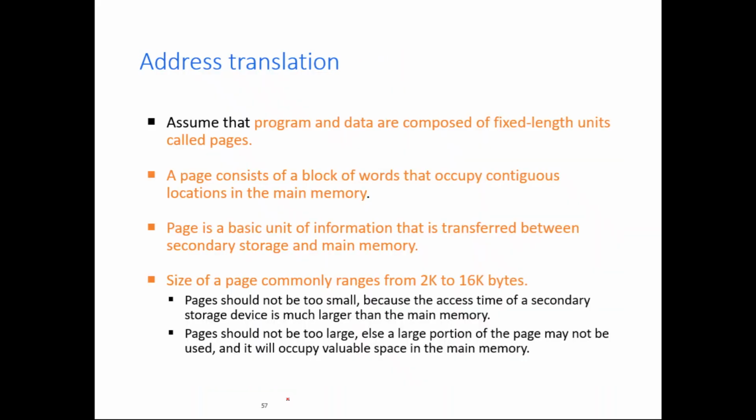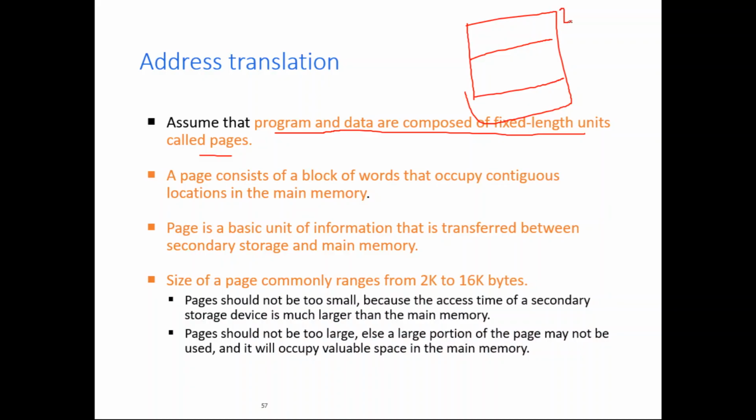Here we divide the program or process into a set of fixed units called pages. For implementing virtual memory, a program or process is divided into a set of fixed units, and these fixed units are called pages. So what is a page? A page is nothing but a block of words which occupies some continuous location in the main memory. A page is the basic unit of information that is transferred between secondary storage and the main memory.